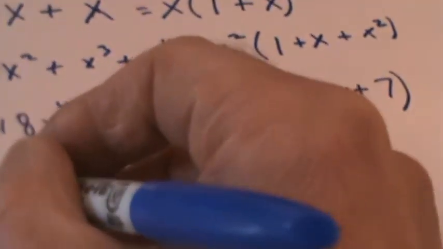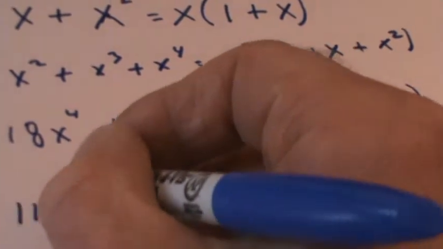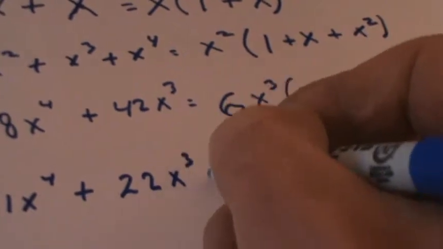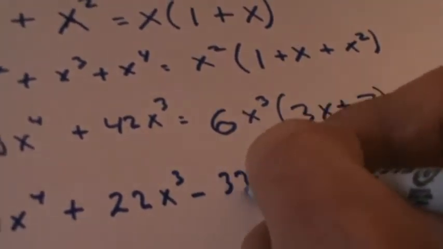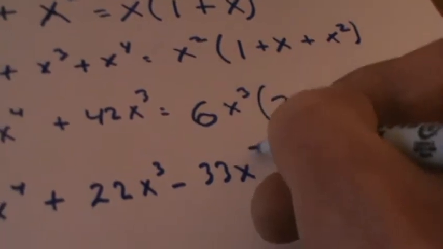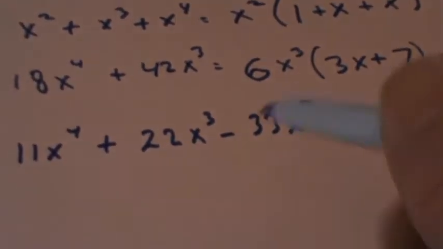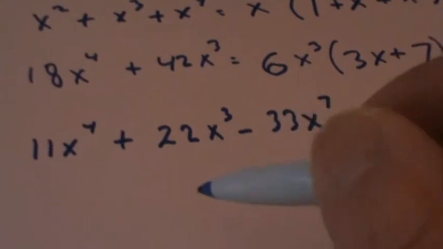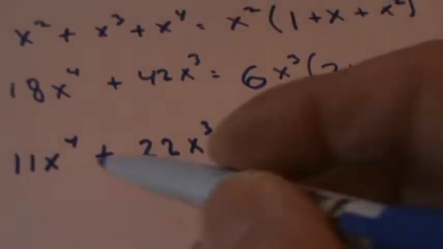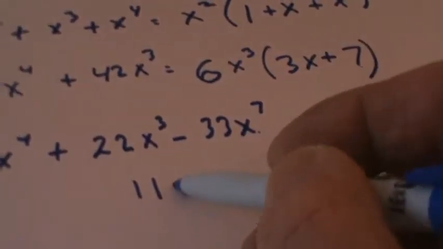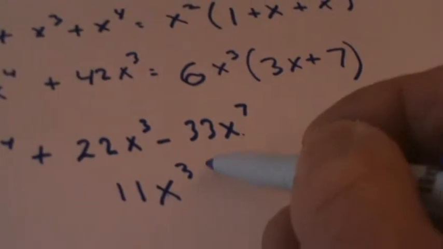Now let's do another example of something like this. Suppose you've got 11x to the fourth plus 22x to the third minus 33x to the, let's say, 7. Okay, so there are our terms right there. Now, if we take a look at this here, the first thing we do is look at the numbers, 11, 22, 33. The greatest common factor for those three terms turns out to be the number 11. Now, we've got x to the fourth, x to the third, x to the seventh. The one with the smallest exponent turns out to be x to the third. That goes on the outside.